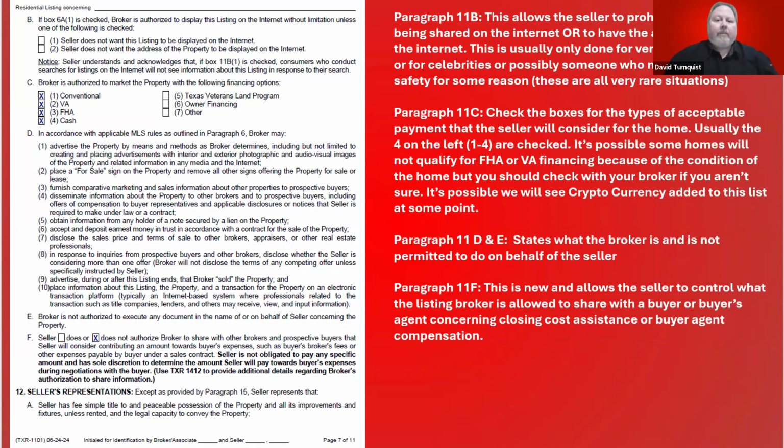All right, paragraph 11C, this is where you're going to check the boxes on what type of payment is acceptable, financing. Pretty much always the first four are going to be checked.